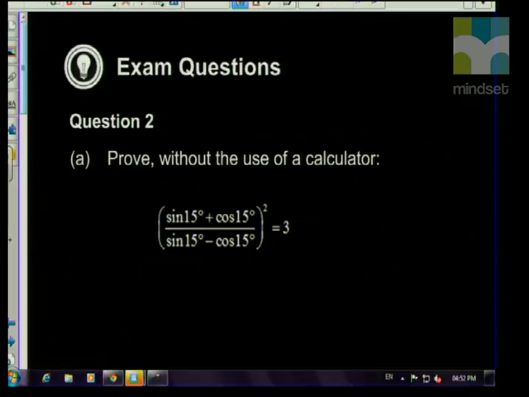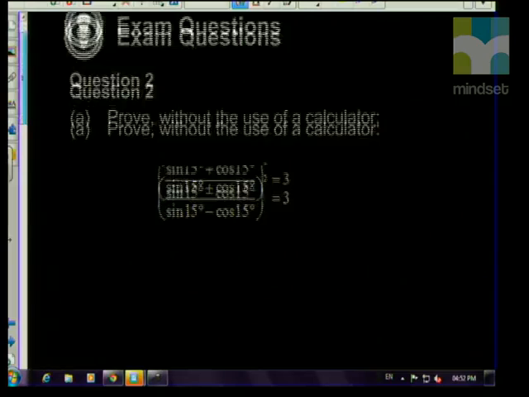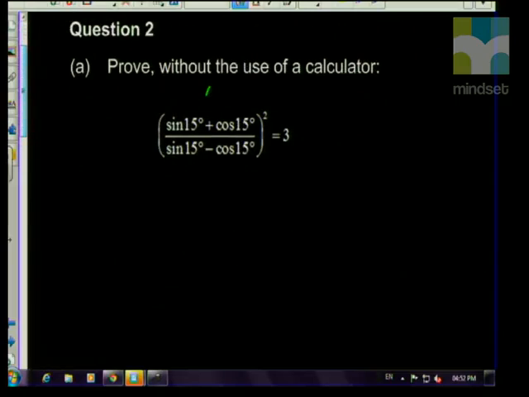Now, remember what I said earlier on. You need to take one side, deal with that side, finish it, and then it must be the same as the other side. Okay, so now in this case, I'm looking at the complicated side, and the complicated side is our left-hand side. So I'm going to take the left-hand side.